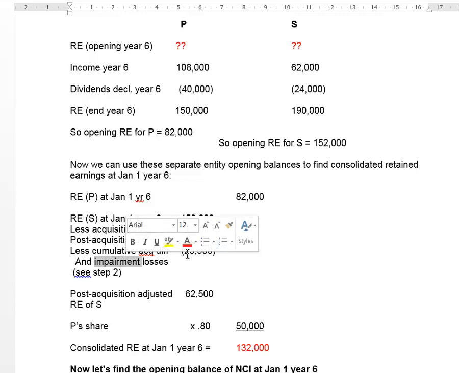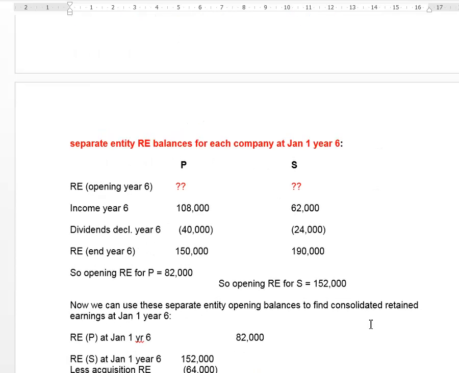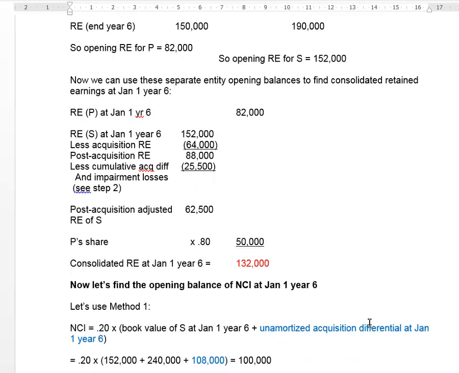Our adjustment of 25.5 gets deducted from 88,000, so we have post-acquisition adjusted retained earnings of the sub of 62,500. But don't forget, we only take our share, which is 50,000. So we wind up with consolidated retained earnings at January 1 year 6 of 132,000. That is going to be our opening balance for consolidated retained earnings at January 1 year 6.